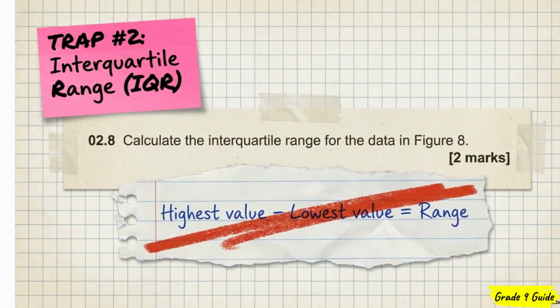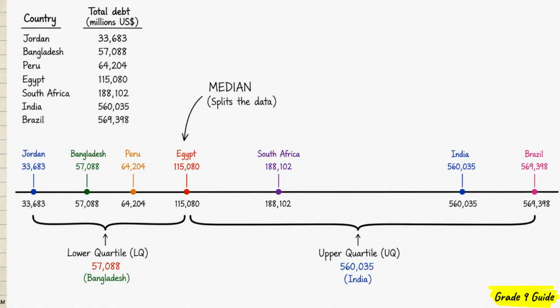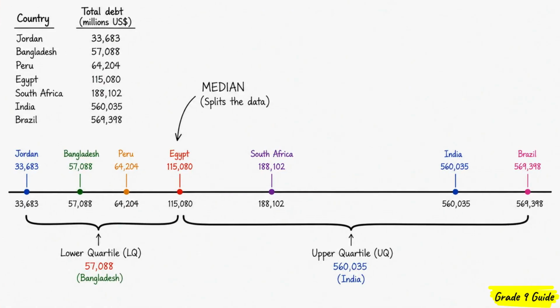Let's go. Trap number 2, interquartile range. In 2023, the examiner report was brutal. Students either knew this or they didn't, and most didn't. They calculated the standard range and walked away thinking they'd nailed it. Here's what they missed. You're not finding the full range. You're finding the range of the middle 50%.